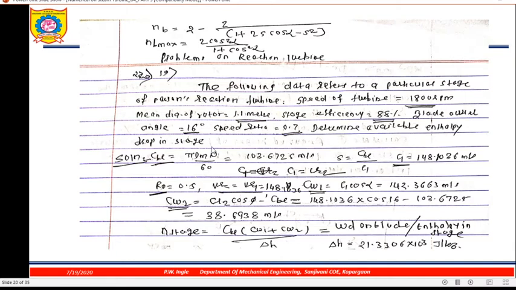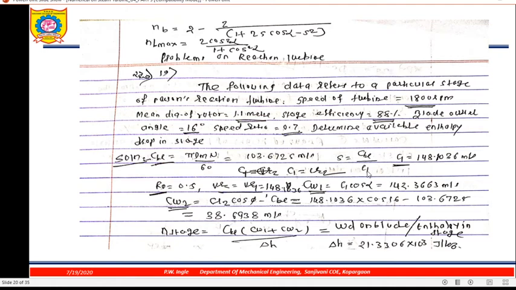Determine the available enthalpy drop in the stage. So we have to calculate delta H. What is stage efficiency? It is Cbl into (Cw1 plus Cw2) upon delta H. So you have to calculate this Cbl, Cw1 and Cw2. What is Cbl? It is pi D N by 60. So you get the value of Cbl by putting D as 1.1 and N as 1800 rpm.